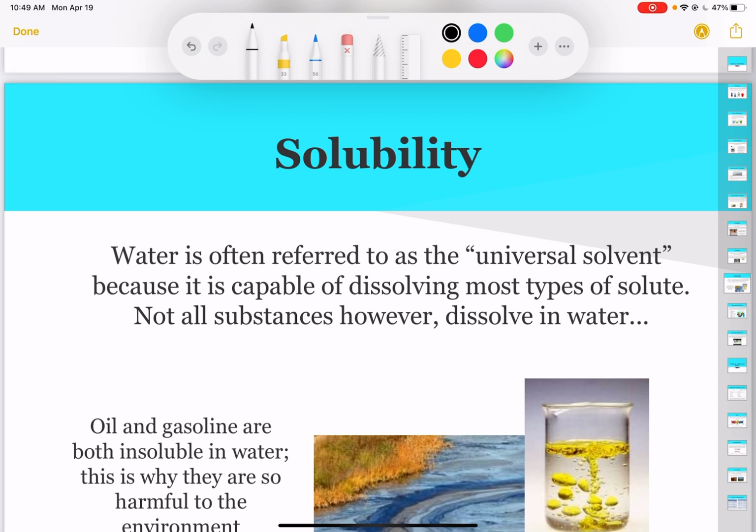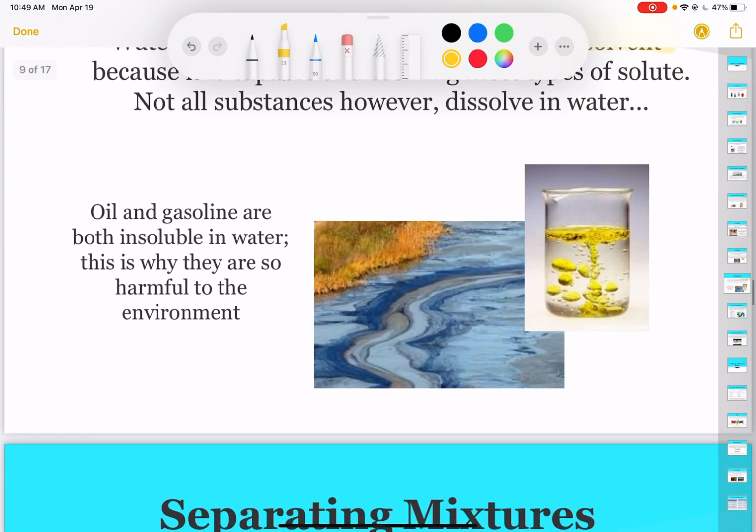So water is often referred to as the universal solvent because it is capable of dissolving most types of solute. Not all substances, however, dissolve in water. So we talk about water as being the universal solvent. It's universal because most times we're dissolving things in water, but not everything will dissolve in water, and an example of that is oil. If you've ever tried to mix oil with water, or even if you have an oily pan and you're trying to wash it, you need soap because water will not dissolve oil and it won't wash it off of your dishes.